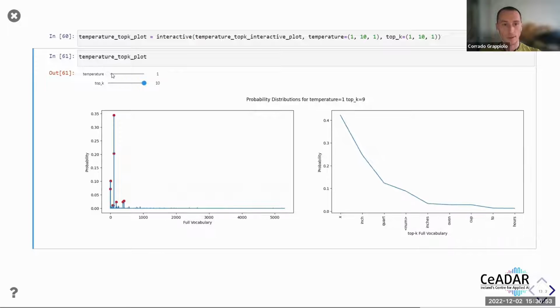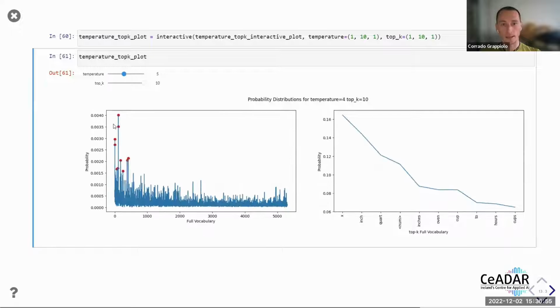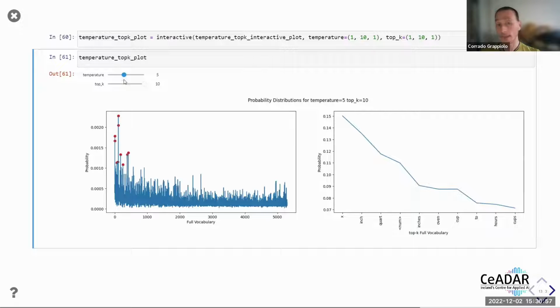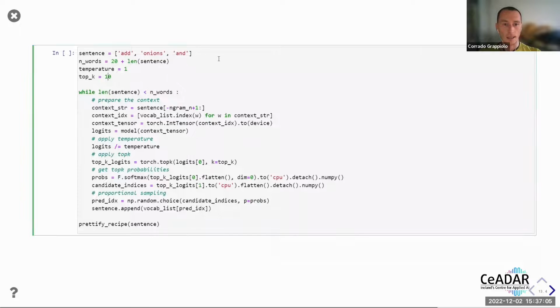But of course, we can select the words and then increase the temperature so that we get towards a uniform distribution of the top K words. Let's try to generate text. So this is the temperature value. This is the top K. This is the input that we give to the network.